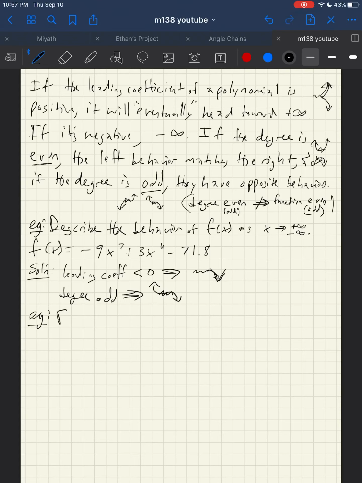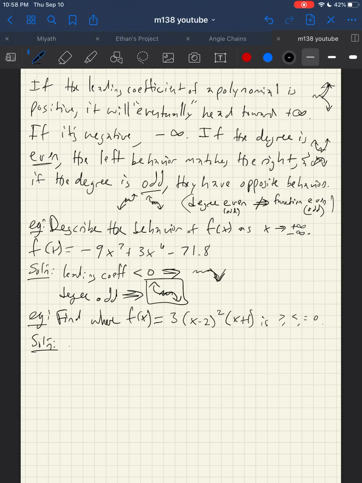Let's do this one. Find where f of x, which equals 3 times x minus 2 quantity squared times x plus 1, is greater than, less than, or equal to 0.